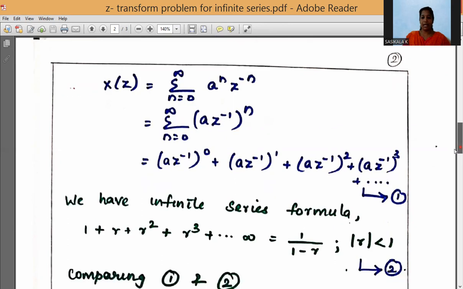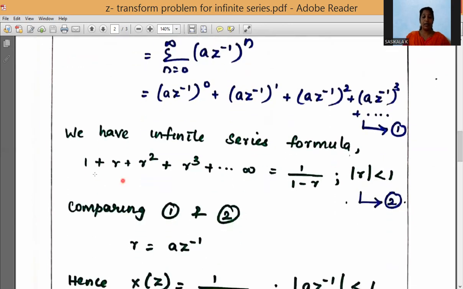So we know the infinite series formula that 1 plus r plus r square plus r cube plus up to infinity will give you 1 by 1 minus r, where the modulus of r should be less than 1. So this is the condition for the infinite series formula. And we know that anything to the power 0 is 1. That means this term becomes 1.